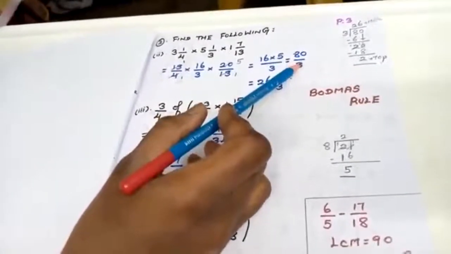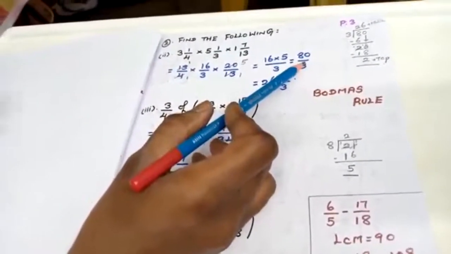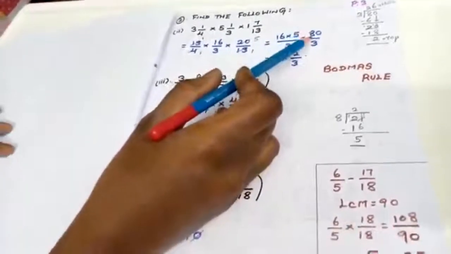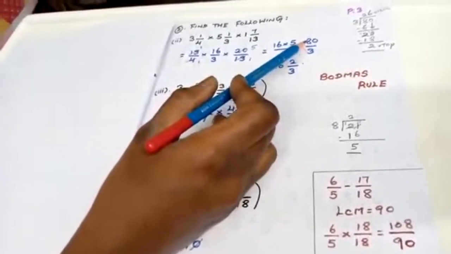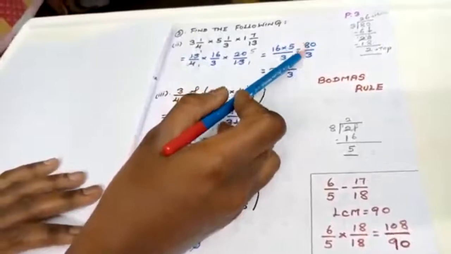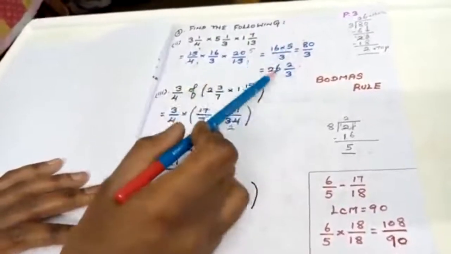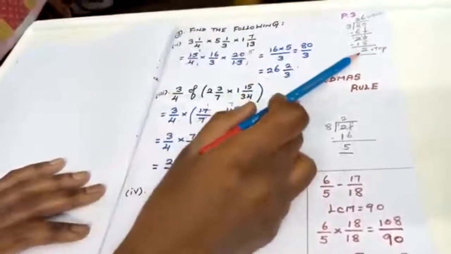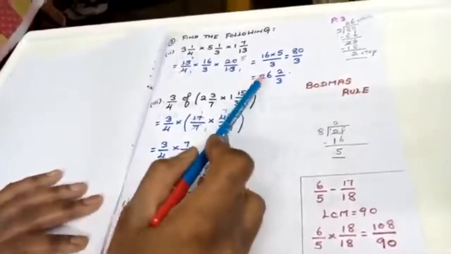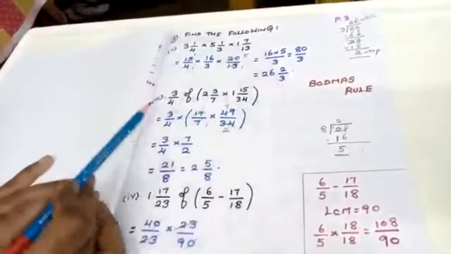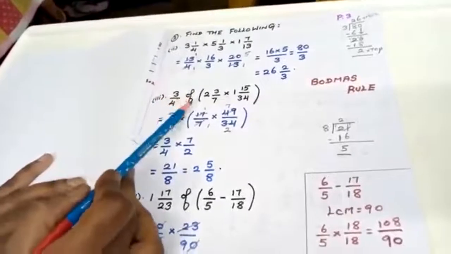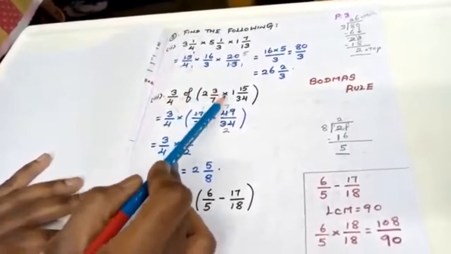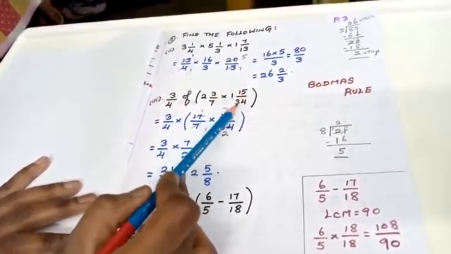All these calculations you are seeing from standard 6. So you have to be very thorough. And the main important thing is you have to work out and see the sums properly. 80 by 3. Convert this into mixed fraction students. So this is a calculation I have given here. 26 2 by 3. The next question, 3 by 4 of 2 3 by 7 into 1 15 by 34.